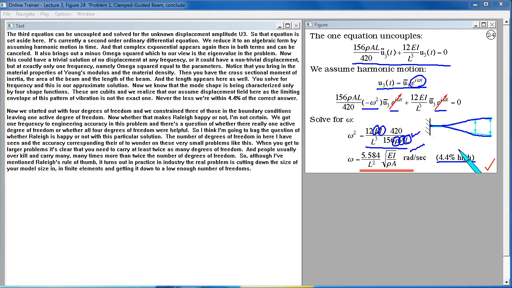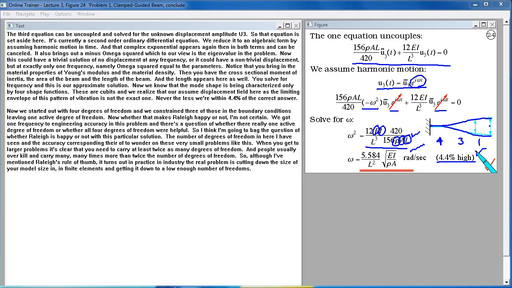Now we started out with 4 degrees of freedom, and we constrained 3 of those in the boundary conditions, leaving 1 active degree of freedom. Now whether that makes Rayleigh happy or not, I'm not certain. We got 1 frequency to engineering accuracy in this problem. And there's a question of whether there were really 1 active degree of freedom or whether all 4 degrees of freedom were helpful. So I think I'm going to beg the question on whether Rayleigh is happy or not with this particular solution.